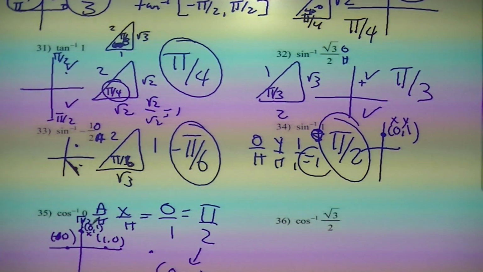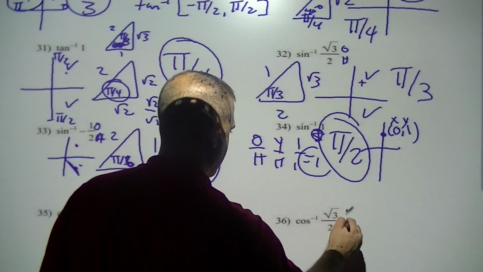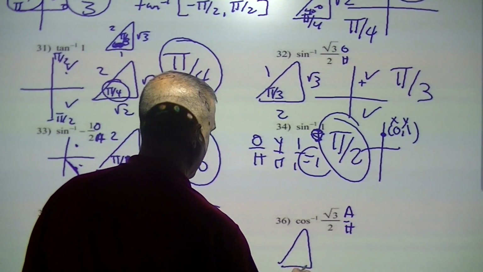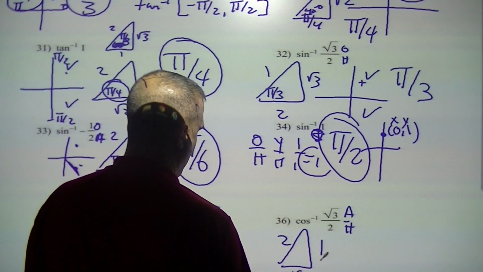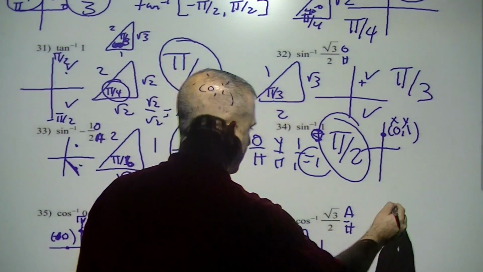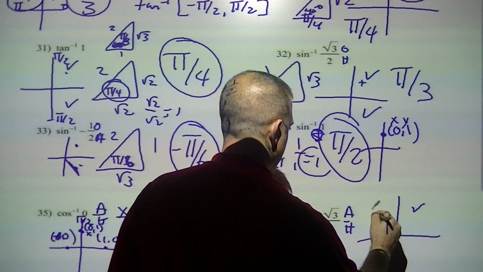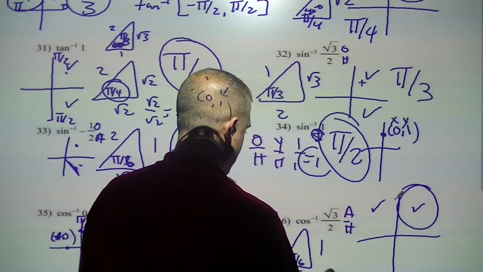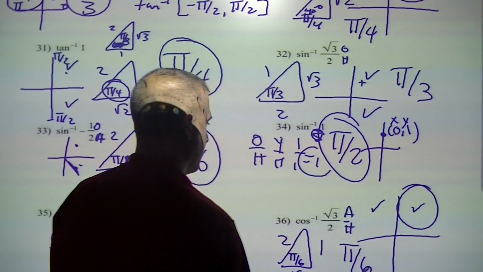So that's the only way that would work. Square root of 3 over 2, so that's a over h. So when I drew my triangle, that's got to be square root of 3, that's got to be 2, that's got to be 1. If you look at that, that's got to be the pi over 6 triangle. Okay, it's cosine. All right, so cosine is restricted to here or here. Well, since cosine is positive, it's got to be in this. So that's why that's got to be pi over 6.